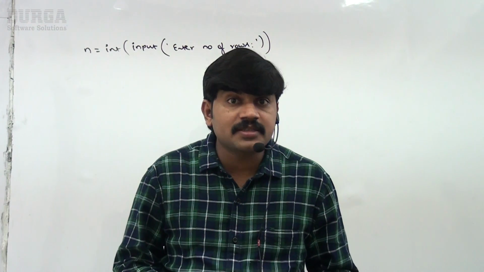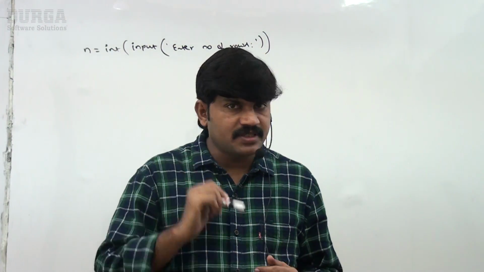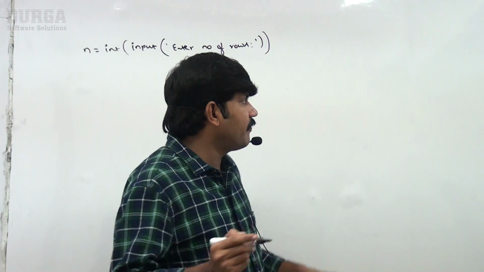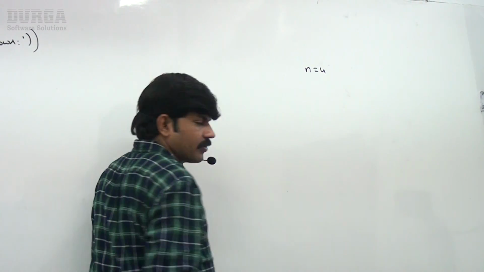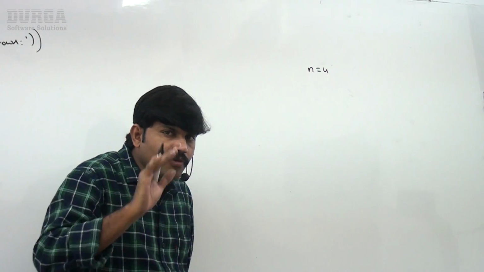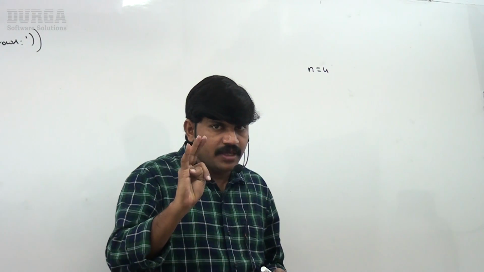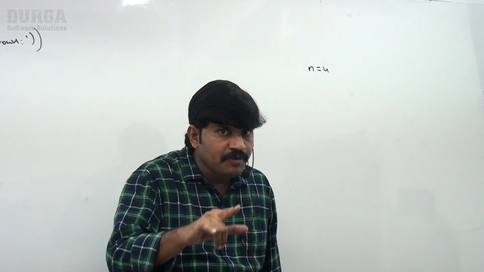Now the next pyramid pattern is with alphabet symbols in reverse order. What does it mean? Observe carefully. If I take n is equal to 4, can you please tell the first 4 alphabet symbols? A, B, C, D. In reverse order means D, C, B, A.